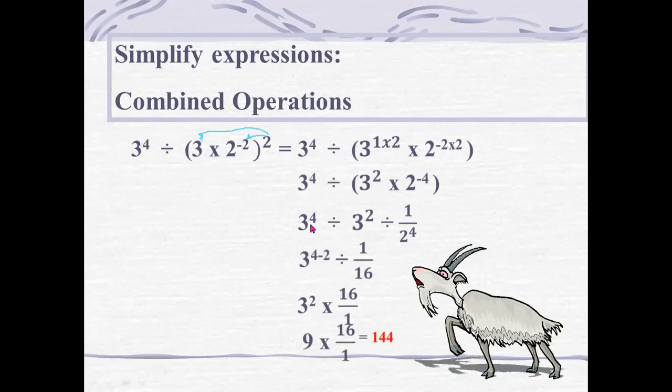3 to the power of 4 divided by 3 to the power of 2. That is 3 to the power of 2 times the reciprocal of 1 over 2 to the power of 4, that is 1 over 16. So the reciprocal is 16 over 1. And then we multiply, we get 144. Okay?